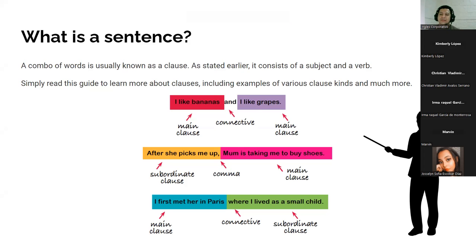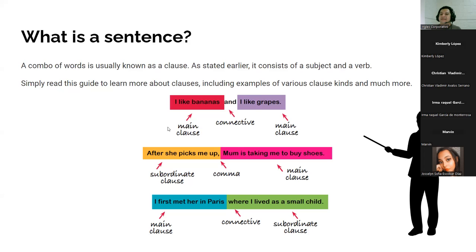So, this will be the grammar for this unit and it says, what is a sentence? What is a sentence in English? A sentence is a combo of words. It's usually known as a clause. As stated earlier, it consists of a subject and a verb. So es una oración que tiene que tener un sujeto y un verbo, ¿verdad? Simply read this guide to learn more about clauses, including examples of various clause kinds and much more.